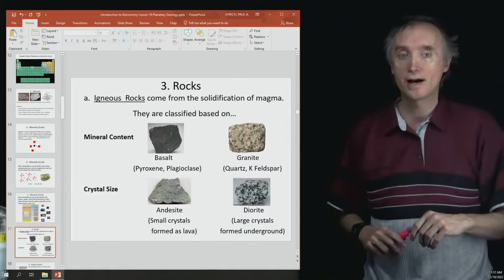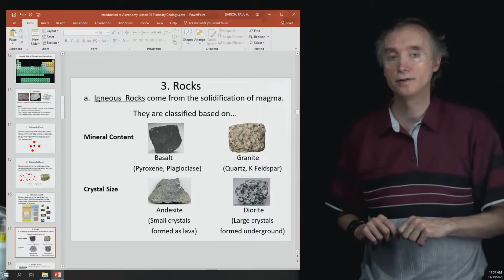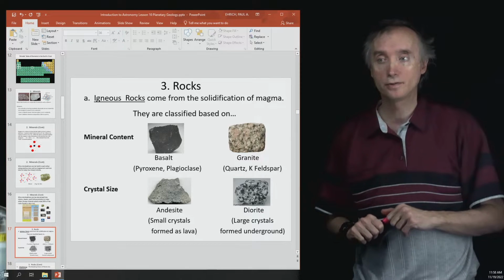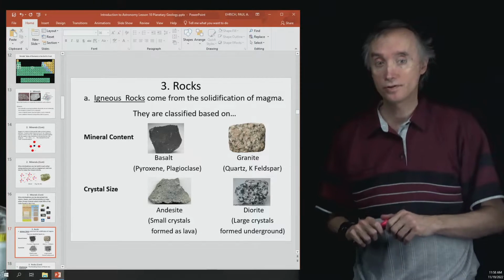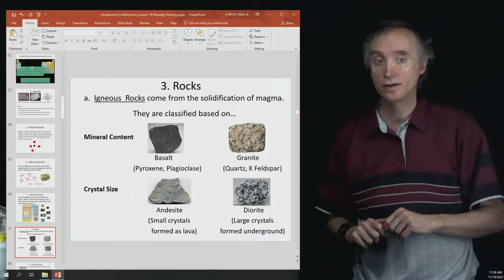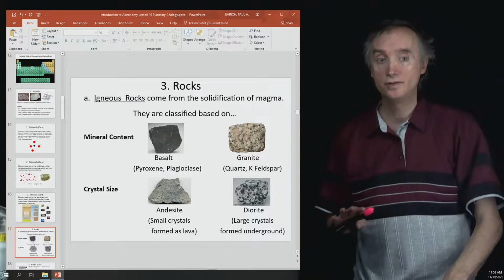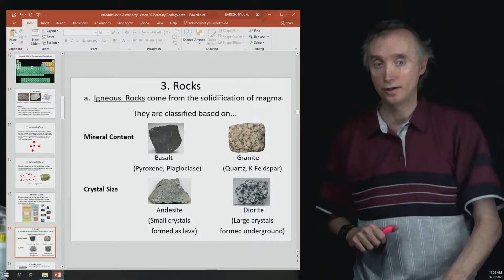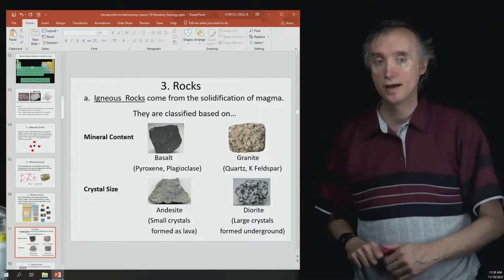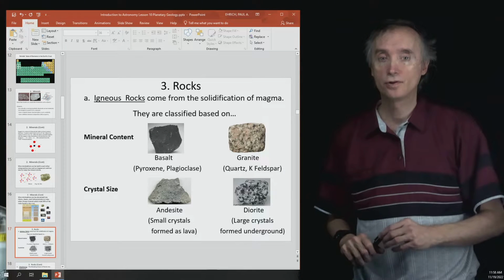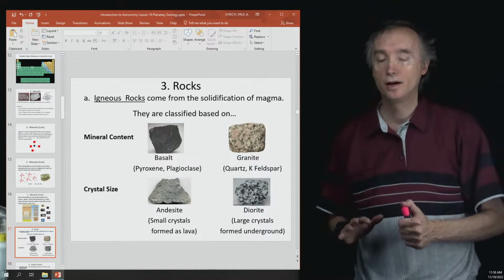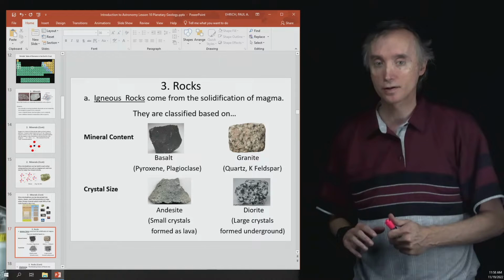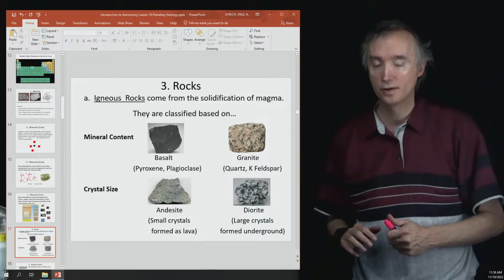Now take a look at diorite. Diorite is another igneous rock, but you can see crystals in it, and that's because it formed deep underground where it cooled off very slowly, and then those crystals had a chance to form. So those are some ways of telling different kinds of igneous rocks apart from each other.